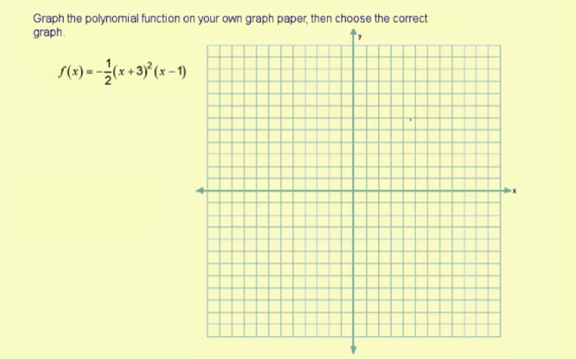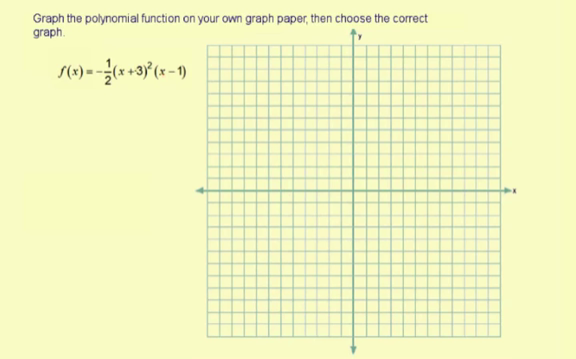Graph the polynomial function on your own graph paper, then choose the correct graph. The polynomial function is given in factored form, so what we're going to do is plot the zeros and then use a couple of test points to figure out what the rest of the shape of the graph should look like, and also apply the end behavior.